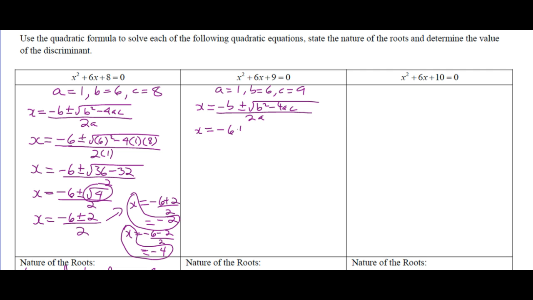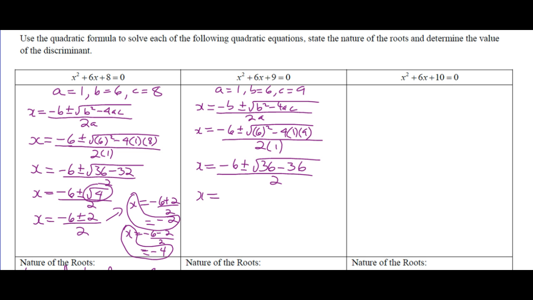Negative 6, plus or minus, put the 6 in brackets, because if it's negative, you want to make sure there are brackets around it. Minus 4 times 1 times 9 over 2 times 1. So negative 6 plus or minus, we've got 36 minus 36 over 2. So negative 6 plus or minus the square root of 0 over 2. What's that equal to? Negative 6 over 2, or just negative 3, right?